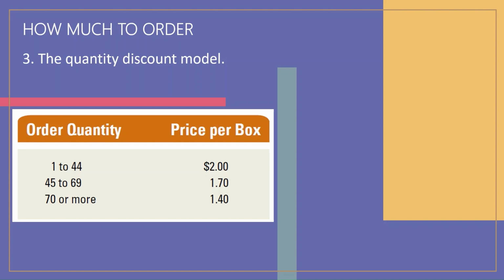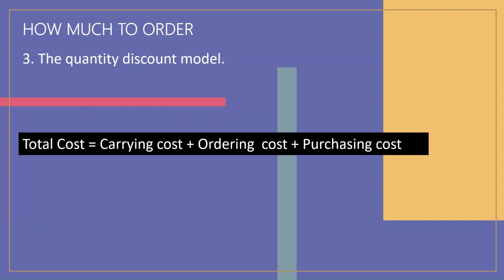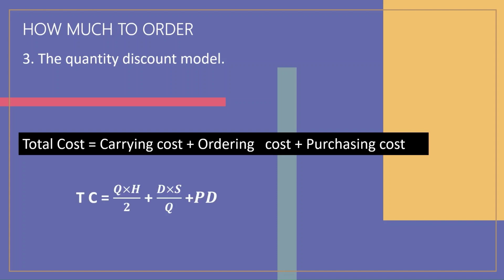If quantity discounts are offered, the buyer must weigh the potential benefits of reduced purchase price and fewer orders that will result from buying in large quantities against the increase in carrying costs caused by higher average inventories. The buyer's goal with quantity discounts is to select the order quantity that will minimize total cost, where total cost is the sum of carrying cost, ordering cost, and purchasing cost. Thus, TC equals Q multiplied by H divided by 2 plus D multiplied by S divided by Q plus P multiplied by D, where P is the unit price.